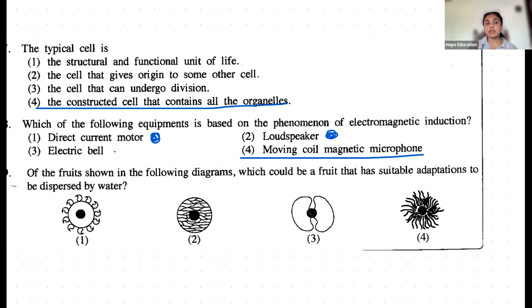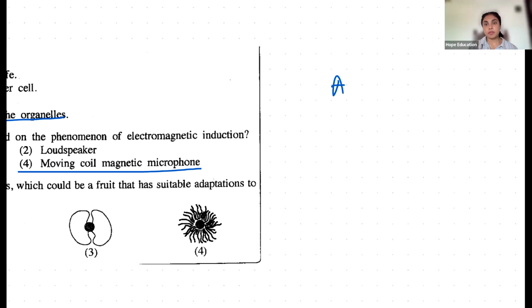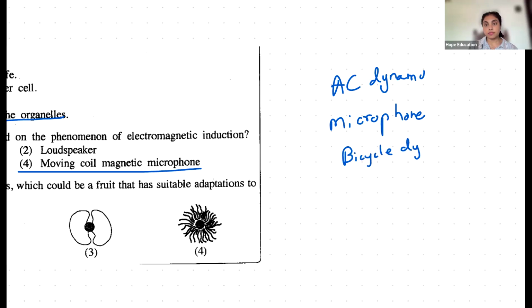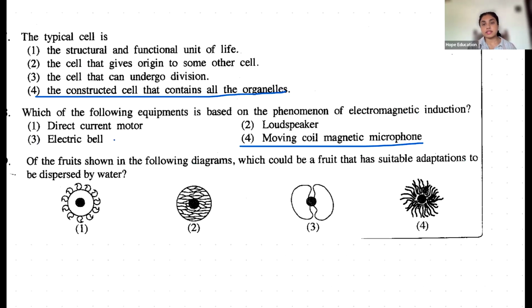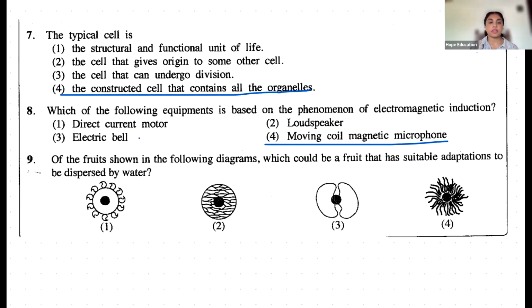We talked about three examples. One was the alternating current dynamo, AC dynamo. Then we talked about the moving coil magnetic microphone. Then we also talked about the bicycle dynamo. So here, the moving coil magnetic microphone is an example for electromagnetic induction.